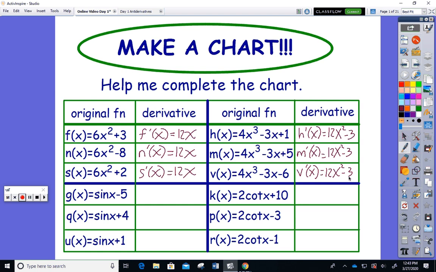Well, I know that you're good with the derivative power rule at the top part of the chart. What about, do you remember your derivatives of your trig functions? So it's been a little while. Let's make sure we can do these. So is the derivative of g prime going to match the derivative of q prime? And will that match the derivative of u prime? We'll take a look at all three. Do they all three have the same derivative? Yes, they do. And what is that derivative? You're right. It's cosine x.